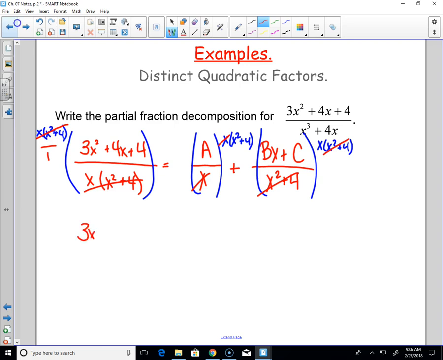Have you guys figured out that 3x squared plus 4x plus 4 is left on the left, and A(x squared plus 4) plus (Bx plus C) times x is left on the right? Double check the canceling out. But A is left with x squared plus 4, and Bx plus C is left with just x.